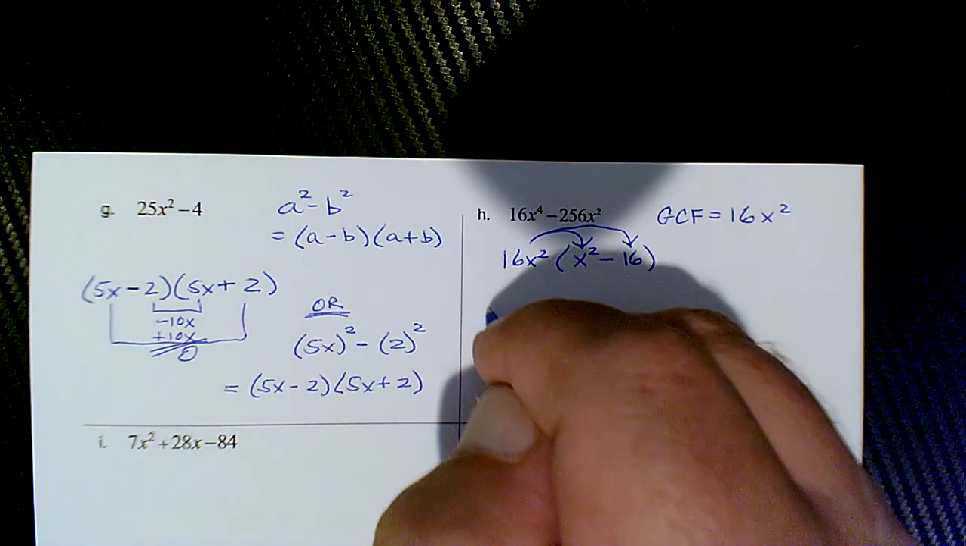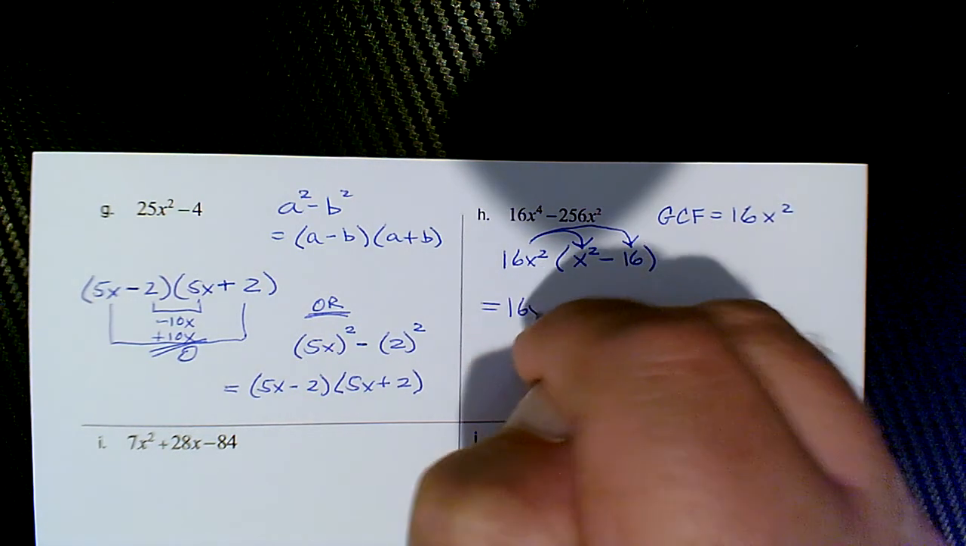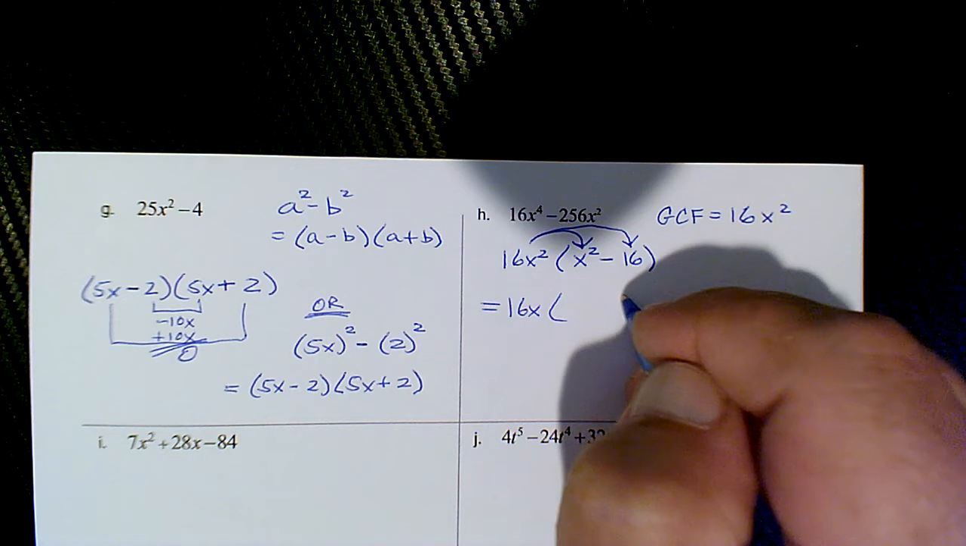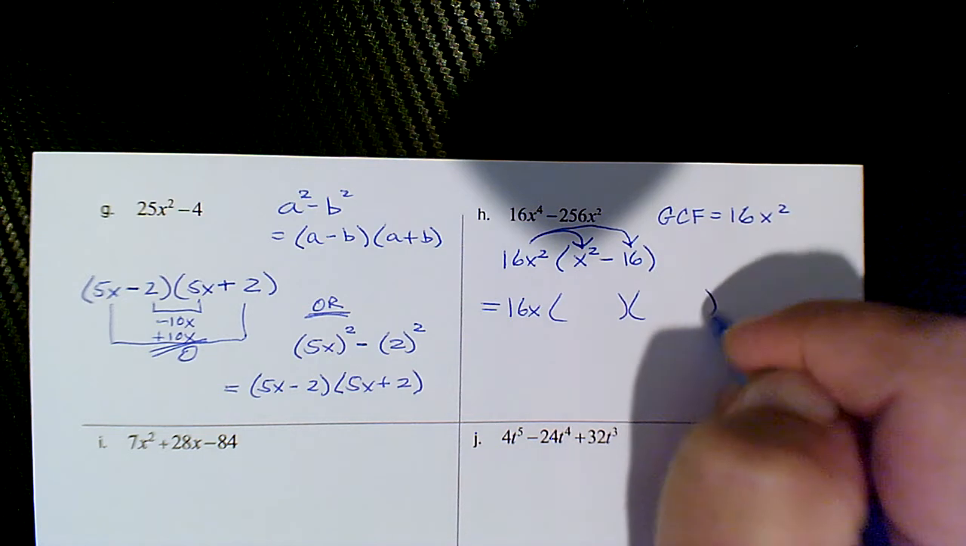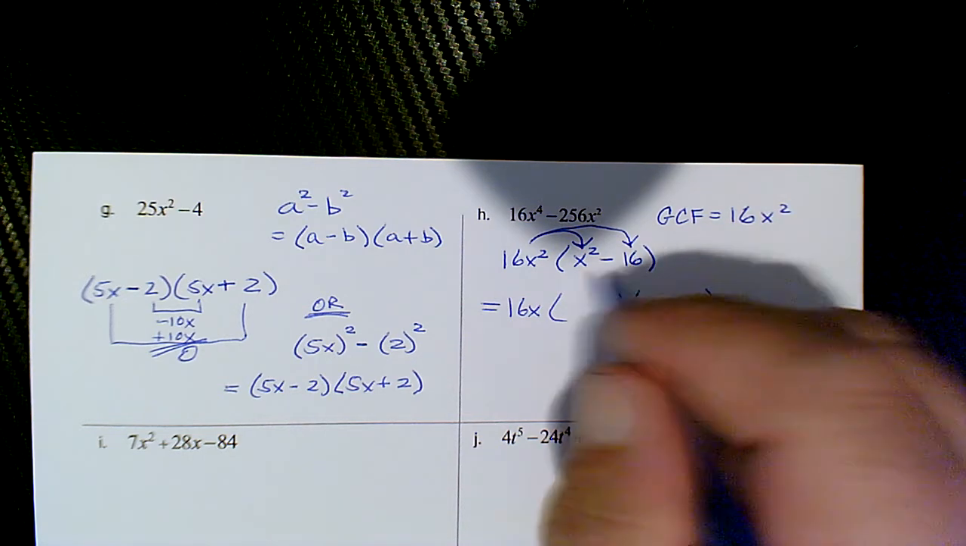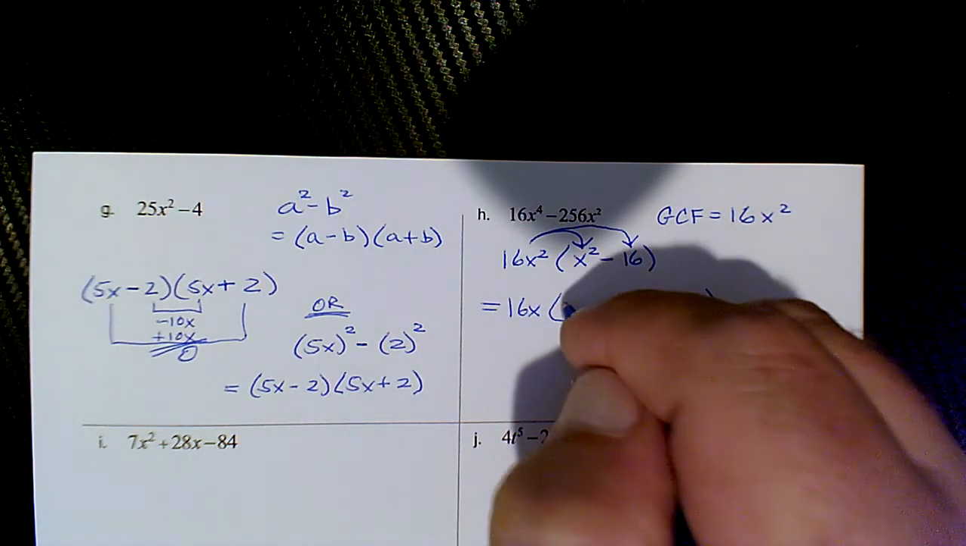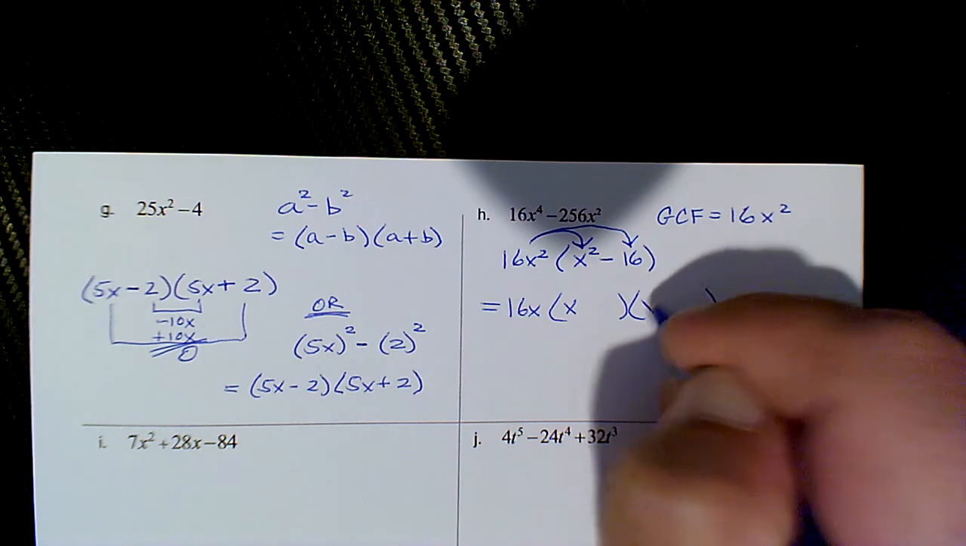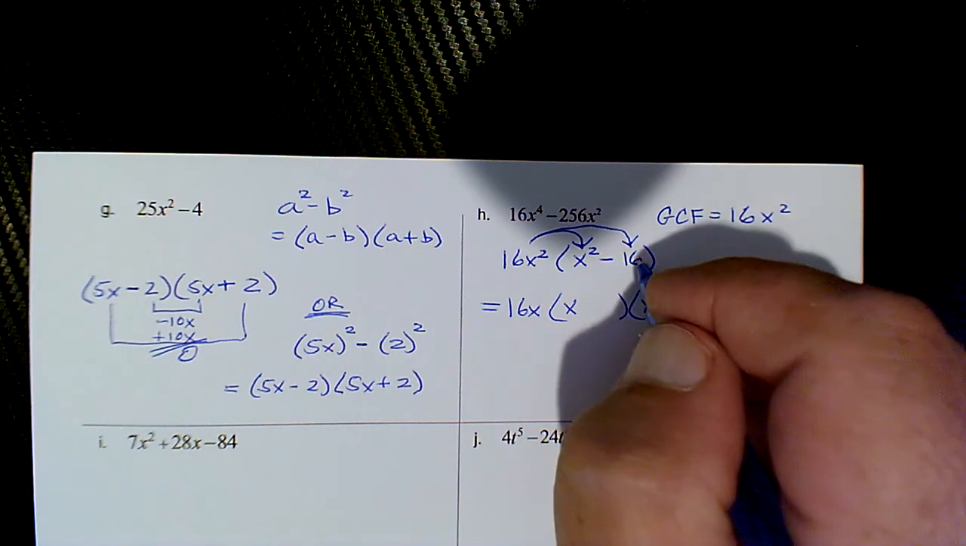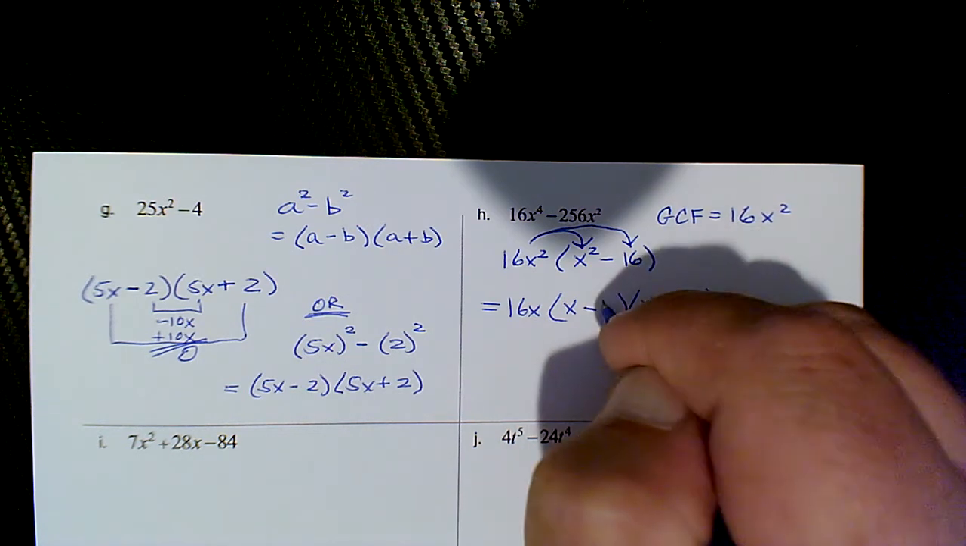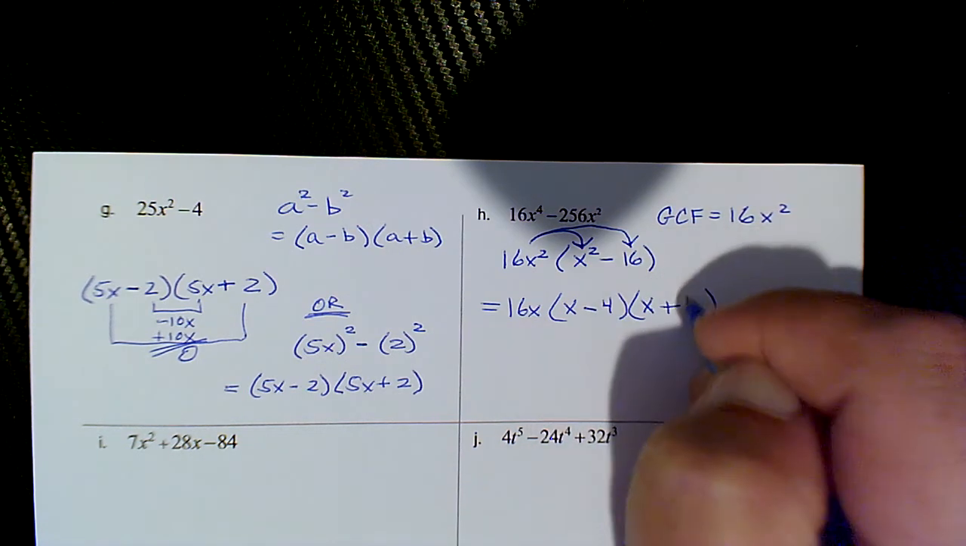And now 16x squared is part of the factorization, but now we should recognize x squared minus 16 as the difference between two perfect squares again. And it looks like this one's nice and easy. Do an x and an x, 4 and a 4, make one of them negative and one positive.